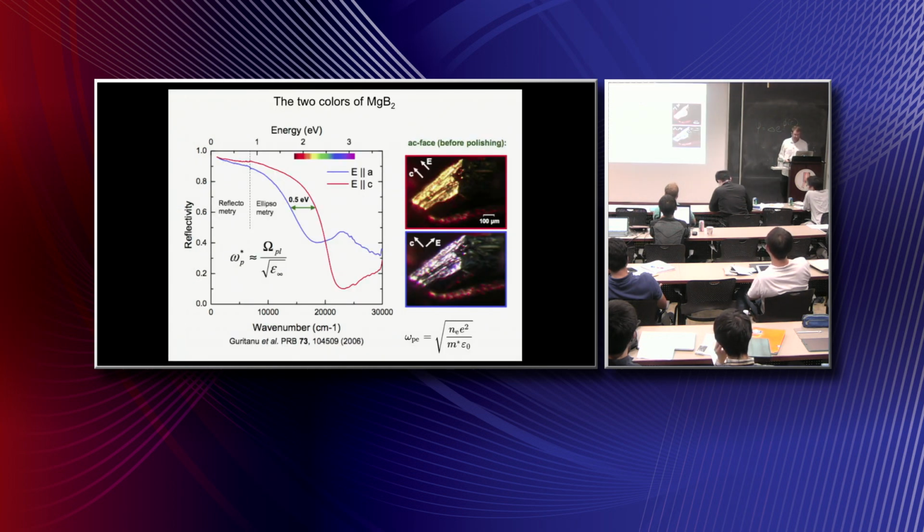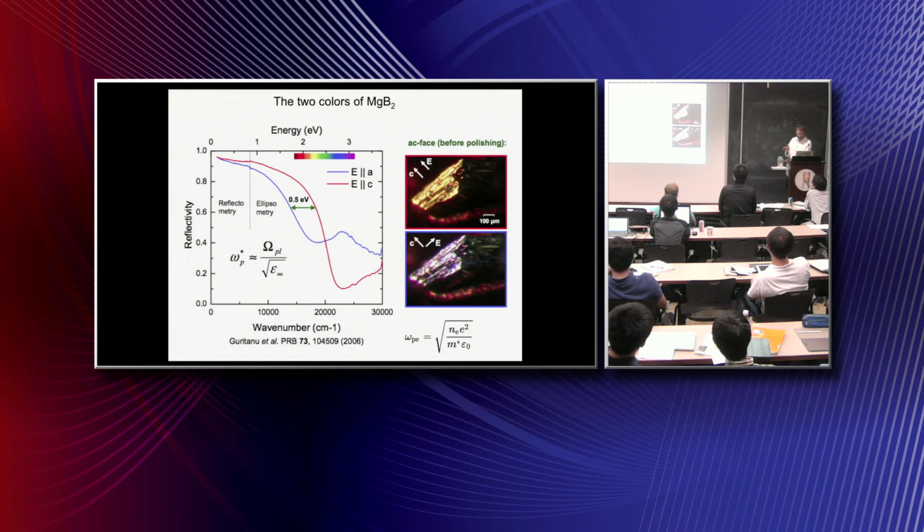Another example, this is kind of an older problem now, but I still like it. Fifteen years ago, people were very interested in magnesium diboride. It's kind of the highest temperature conventional superconductor, if you will, at least before the recent discussions of high pressure superconductivity and these kinds of things. So it's about a 40 Kelvin superconductor.